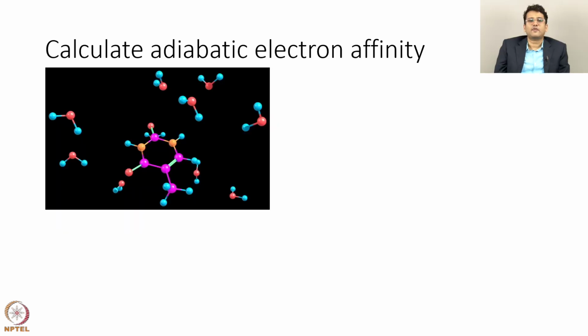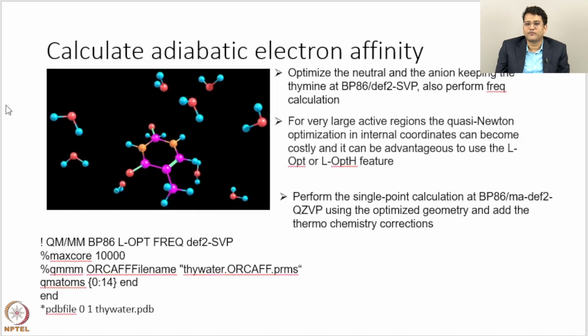So, as a test problem, let us calculate the adiabatic electron affinity of this thymine water system, for which we have already calculated the MM and we have the force field parameters. So, first thing we will do, we will calculate the adiabatic electron affinity. That means it is the energy difference between the neutral at the optimized neutral geometry and the anion at the optimized anion geometry.